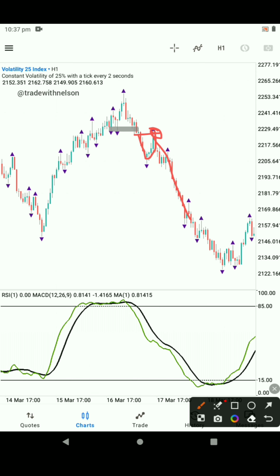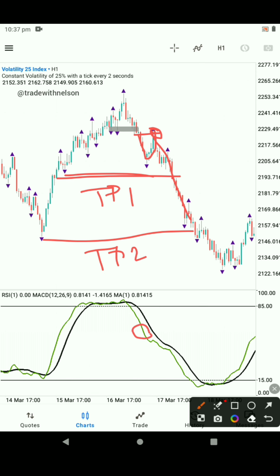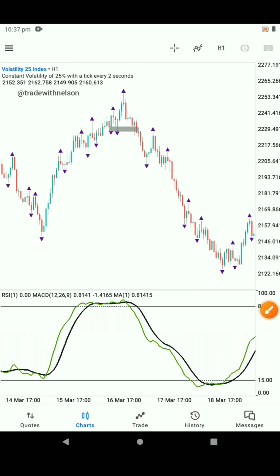Then you target the next swing lows. This will be your TP1 and this will be your TP2. Or you can use the green moving average for your target. You close your entry at this point. This 15 level is telling you that there is a hidden support level at this point.